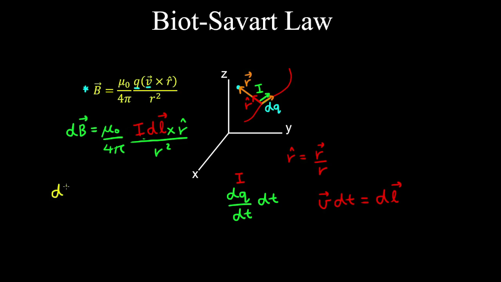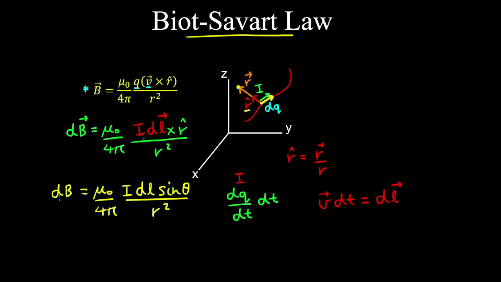And therefore the magnitude of the differential magnetic field is the magnetic permeability on 4 pi by the current. So dl cross r hat is the magnitude of dl by the magnitude of r hat, which is 1, by sine of the angle between the two vectors on r squared. So this here is the Biot-Savart law in vector and scalar form, which allows us to obtain the magnitude and direction of a magnetic field created by an electric current.